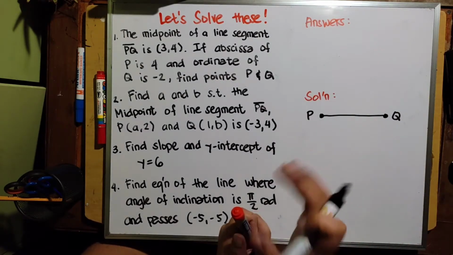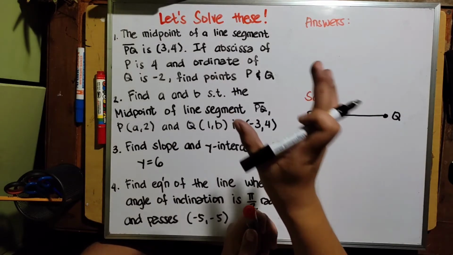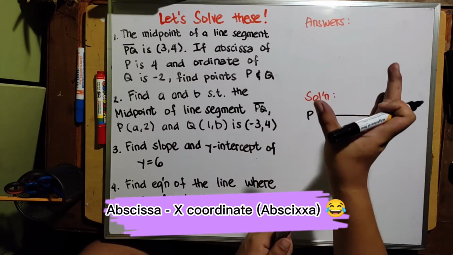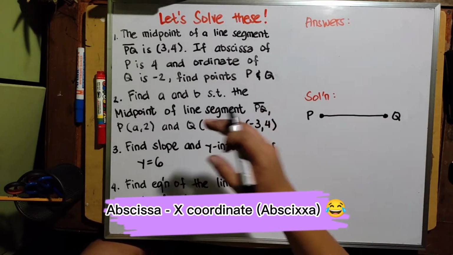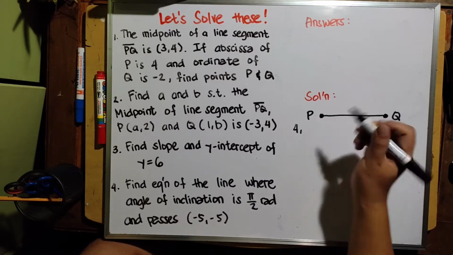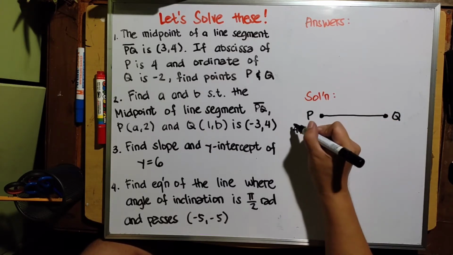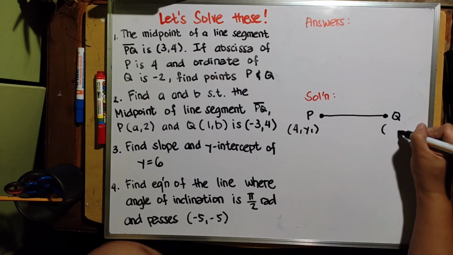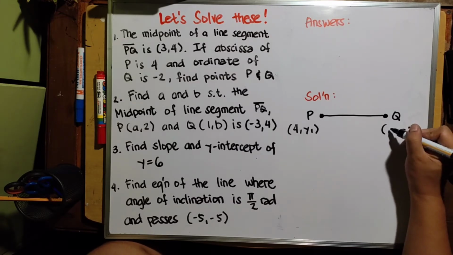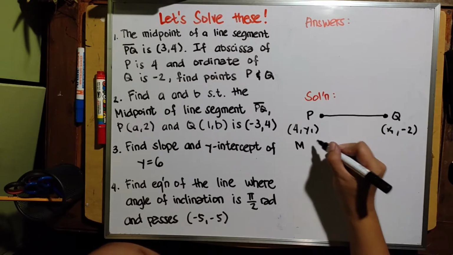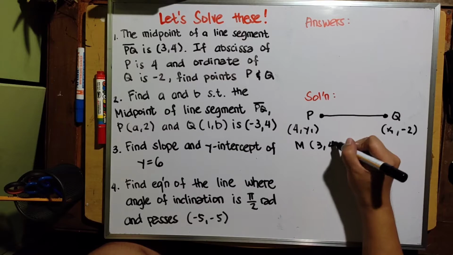X-coordinate. So, para mas madali natin ma-memorize, abscissa, absiksa. Of course, ordinate, wala namang x dyan. Pangit naman pakinggan if ordinates. So, of course, para mas madali, abscissa, x. So, 4. Pero, unknown si y sub 1. On the other hand, si Q, given si y, which is -2, pero unknown si x sub 1. And we are given the midpoint, which is 3 and 4.